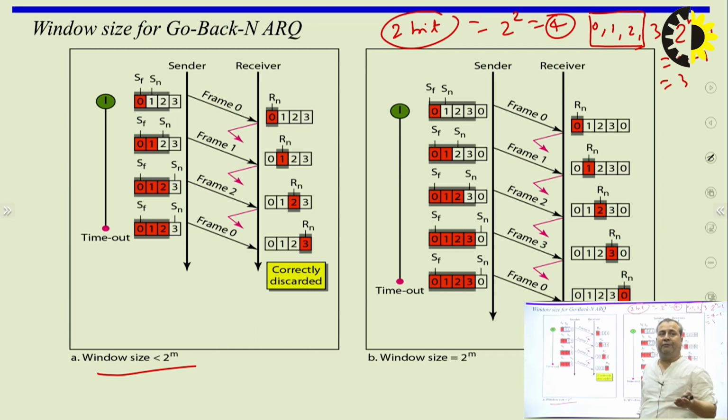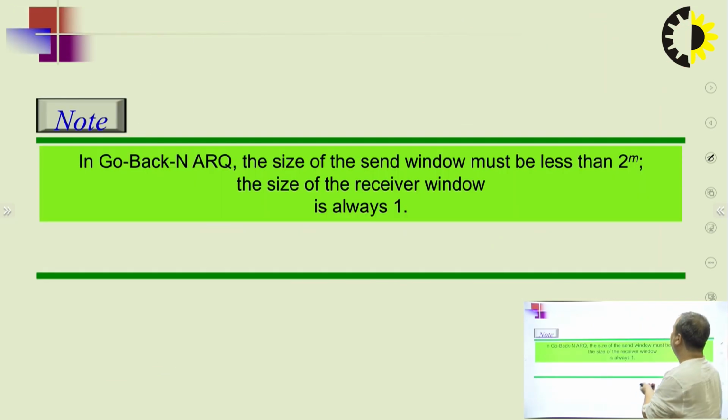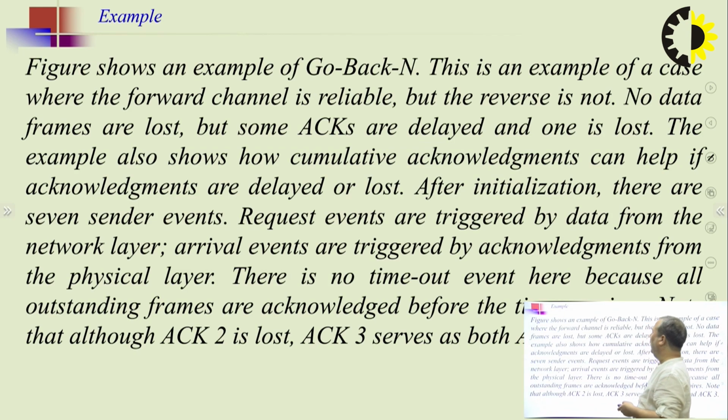So what is the meaning of 3? It means that without getting an ACK for 0, 1 or 2, 3 frames at a time could be sent. There should not be any wait, so it increases the efficiency, or you can say utilization. So in Go-Back-N ARQ, the size of the send window must be less than 2^m. The size of the receiver window is always 1.